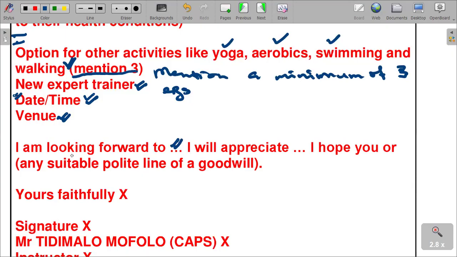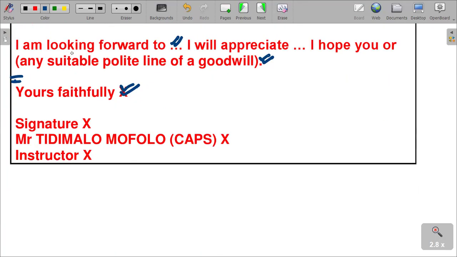I'm looking forward to seeing you soon, and I will appreciate your availability. I hope you or any other person can be available. What we are saying is that you provide any suitable polite line of goodwill just to show that you are appreciating the availability of that professional. And then when you write this letter, remember this is a formal letter. You also say yours faithfully, to show that you are still official.